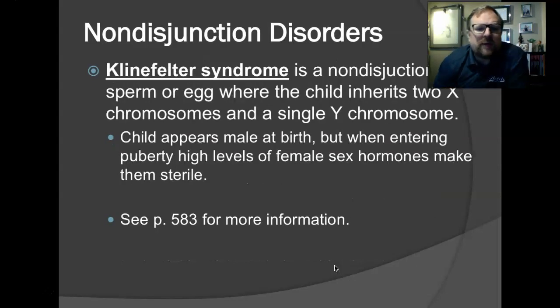Another one is called Klinefelter syndrome, and this is nondisjunction in sperm or egg where the child inherits 2 X chromosomes and a single Y chromosome. So you should identify this as trisomy of the sex chromosomes. The child appears male at birth, but when entering puberty, high levels of female sex chromosomes make them sterile, unfortunately. There are other symptoms associated with it, and page 583 of your textbook has some other examples of this.